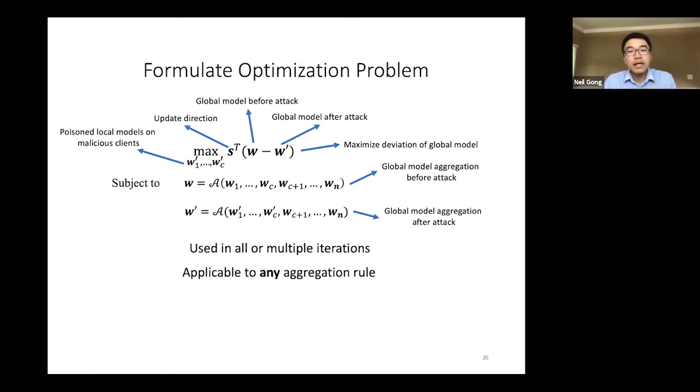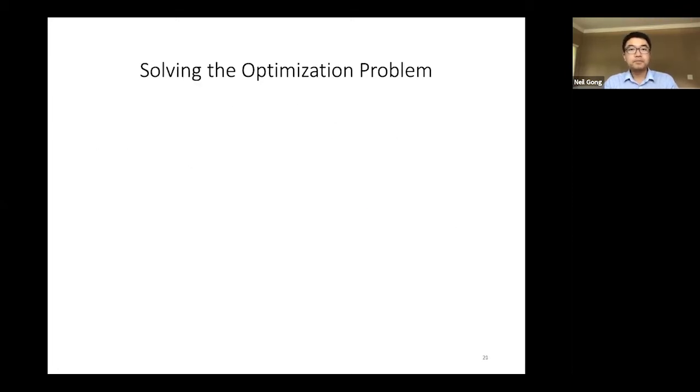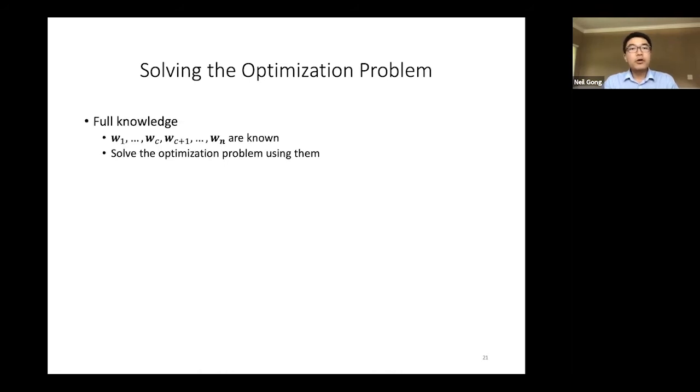We note that our formulation is applicable to any aggregation rule. So in the future, if a new aggregation rule is proposed, our framework can be adapted to evaluate its security. Next, I will briefly discuss how to solve the optimization problem, and the details can be found in our paper. In a full knowledge scenario, the attacker has access to the local models on all clients, and we can just solve the optimization problem using them.